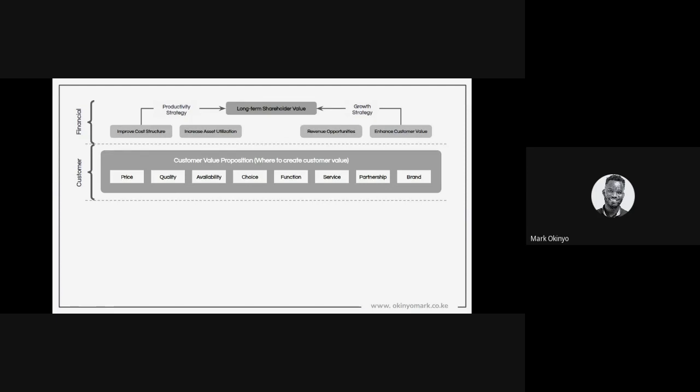So which customer are you targeting and what matters for them? Because once you understand this, then your productivity strategy and growth strategy will look very different. Does that make sense?